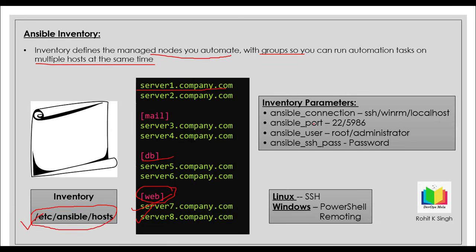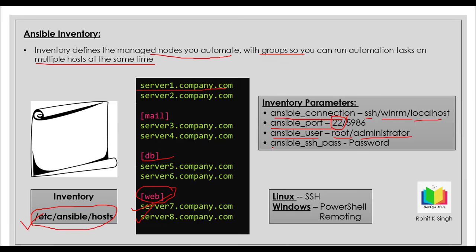These are a few parameters. Ansible can connect using SSH, WinRM, localhost. So if you want to have some connection mentioned inside the inventory file, even that is possible. If you want to define some port, by default it is port 22. If you want to have some custom ports defined, you can do it. You can also define the user, root, administrator. You can also have Ansible passwords defined.